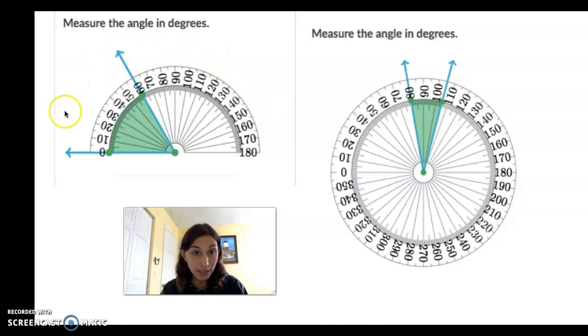Now if I look at this picture, I'm only using half of that protractor. This makes it much easier to use half the protractor because I can just start at 0, and I can see that this angle keeps going up to 60 degrees. So I can see that this angle here is 60 degrees. Most people find it easier to use just half of a protractor because this can kind of get messy when you use the whole one.